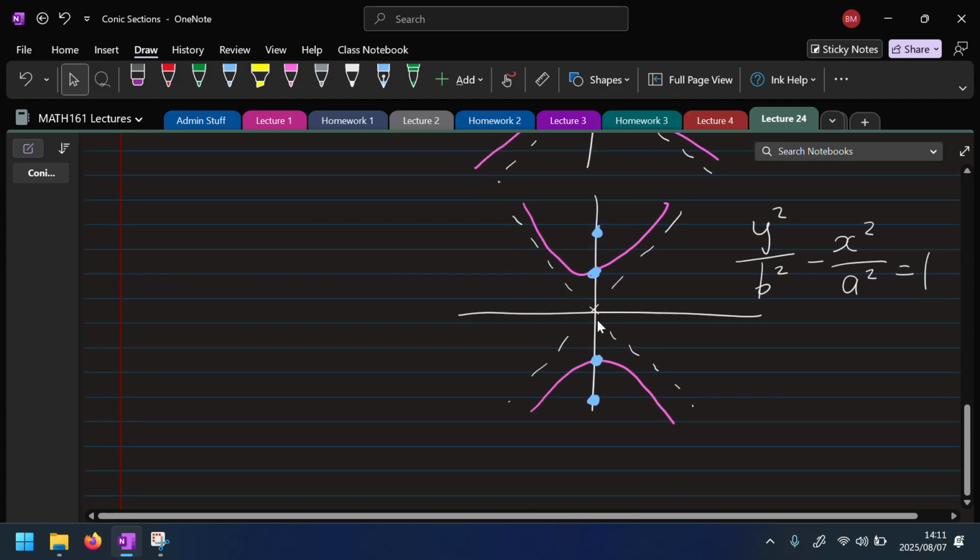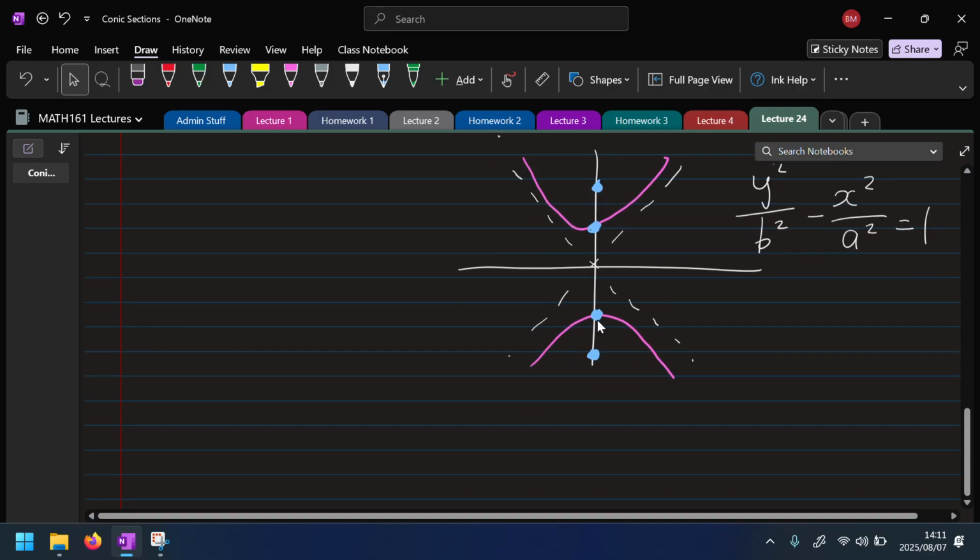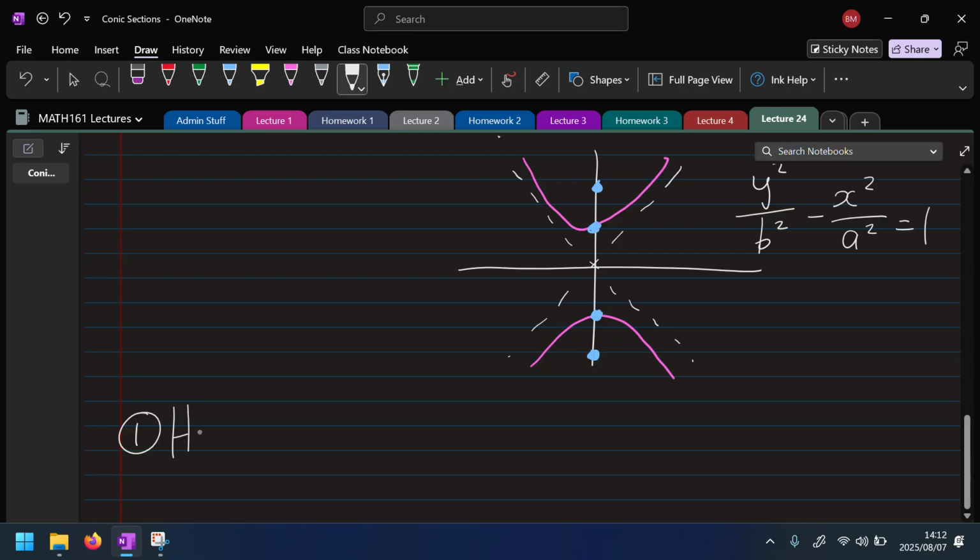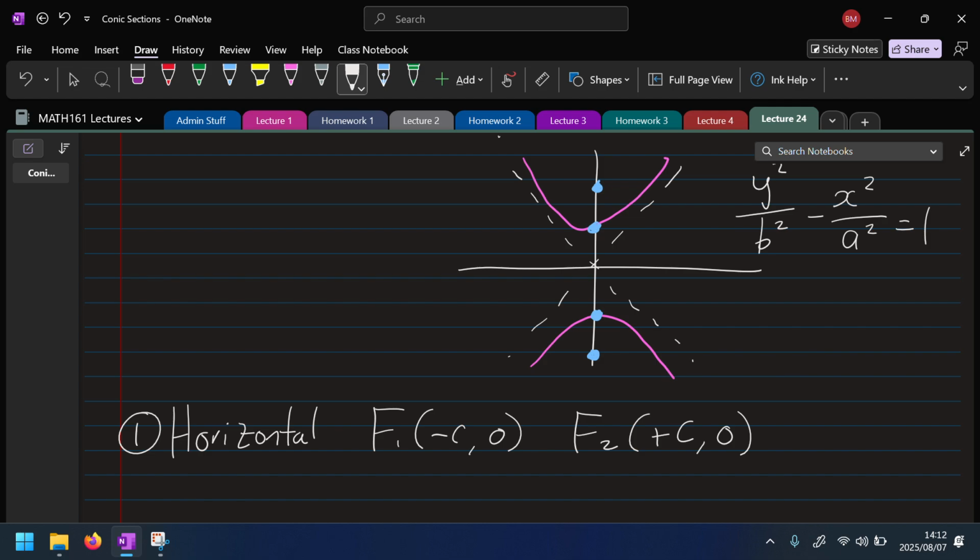Okay. So how do we find these? Well, in the first case, for horizontal, we can write f1 is going to be (minus c, 0). So the x value is minus c for that left-hand side. And then for the right-hand side, f2 will then be (plus c, 0). The left and the right one.